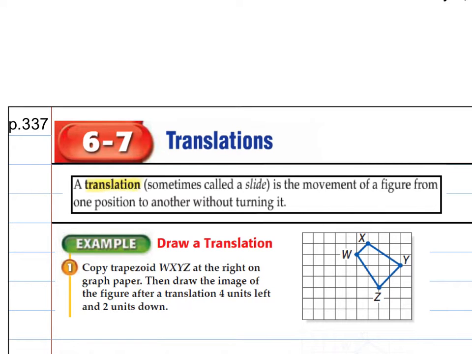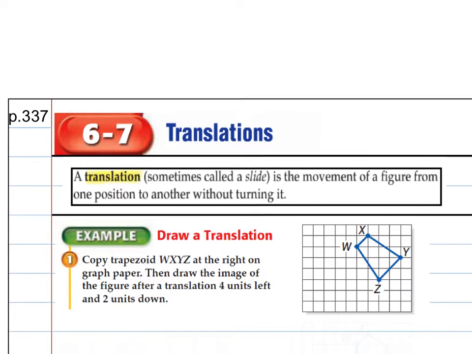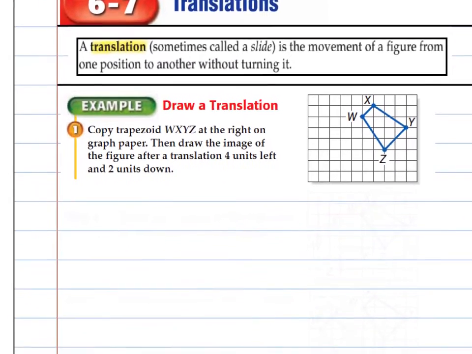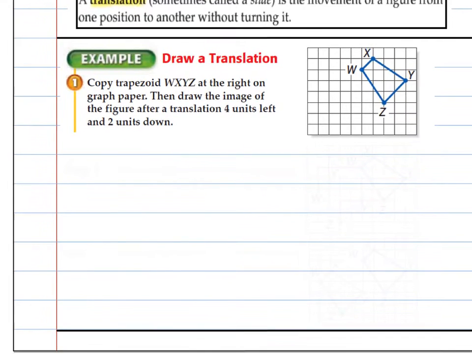So translations. A translation, which is sometimes called a slide, is a movement of a figure from one position to another without turning it. Previously we've done reflections, which is a flip. Now we're doing translation, which is a slide. So copy trapezoid WXYZ, which is on the right, on a piece of graph paper. You're going to want to pause to do that.